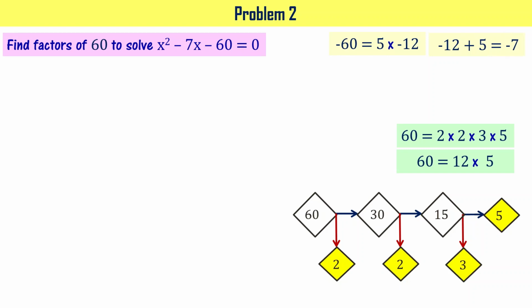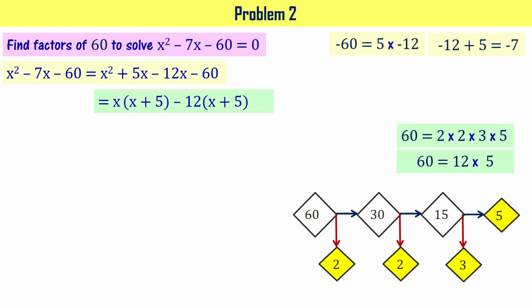That's why we write x square minus 7x minus 60 as x square plus 5x minus 12x minus 60, right? You can take x as the common factor from the first two terms and minus 12 as the common factor from the last two terms, so that it can be written as x times (x plus 5) minus 12 times (x plus 5). You can take x plus 5 as the common factor out, so that it can be written as (x plus 5) times (x minus 12). These are the two linear factors of x square minus 7x minus 60, right?